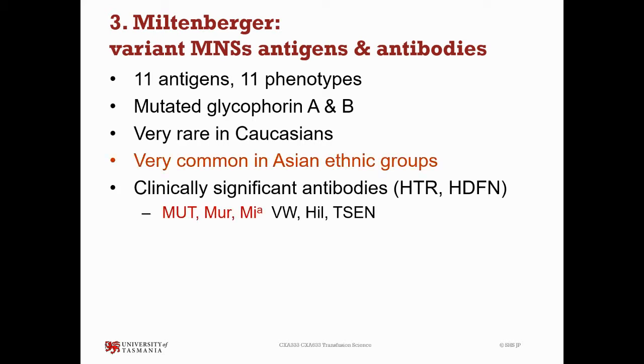And the most clinically significant antibodies are anti-MUT or anti-MUR. However, again, in that same Hong Kong study that I talked about before, just over half the women who carried an atypical antibody had an anti-MIA. So these six are the most clinically significant, and they've been involved in hemolytic transfusion reactions and HDFN, but it's these three that seem to be the most common.